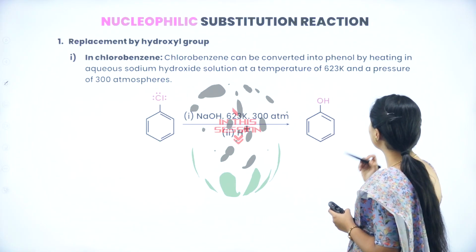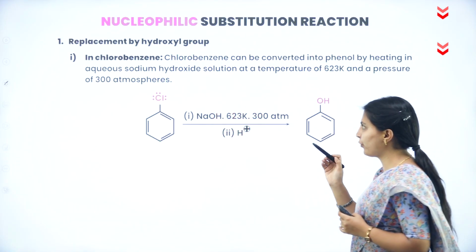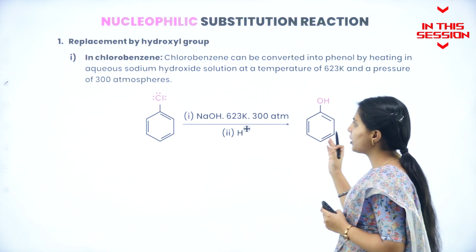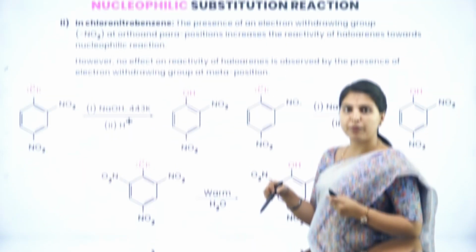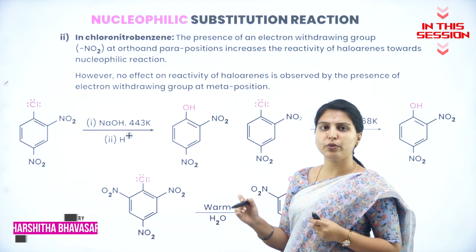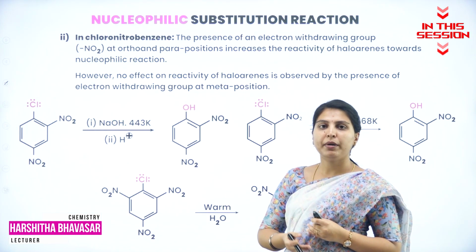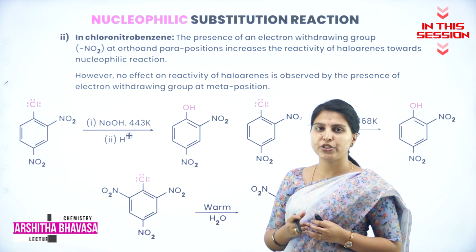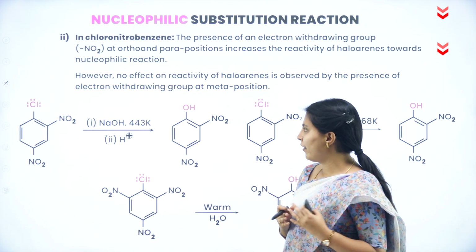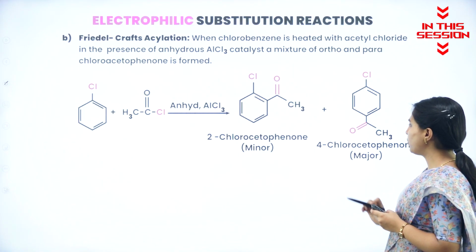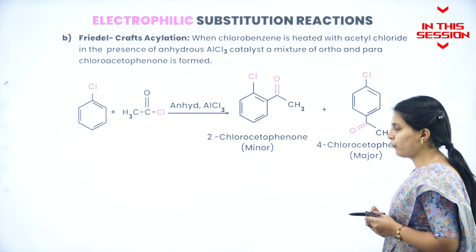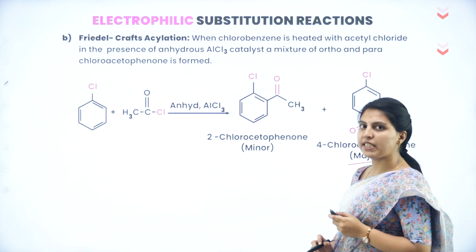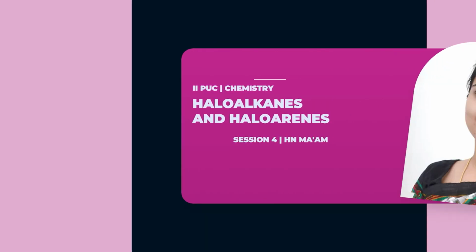Haloarene can be converted into phenol by heating in aqueous sodium hydroxide solution at a temperature of 623 Kelvin and a pressure of 300 atmosphere. If an electron withdrawing group is present at the meta position, it will not show any effect. But if the electron withdrawing group is present at the ortho and para positions, it will show reactivity. Here 2-chloroacetophenone and 4-chloroacetophenone will be formed, but 4-chloroacetophenone is the major product.